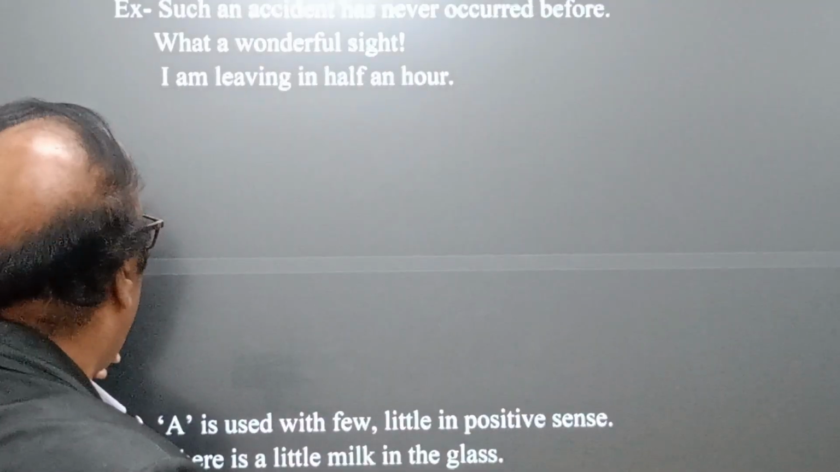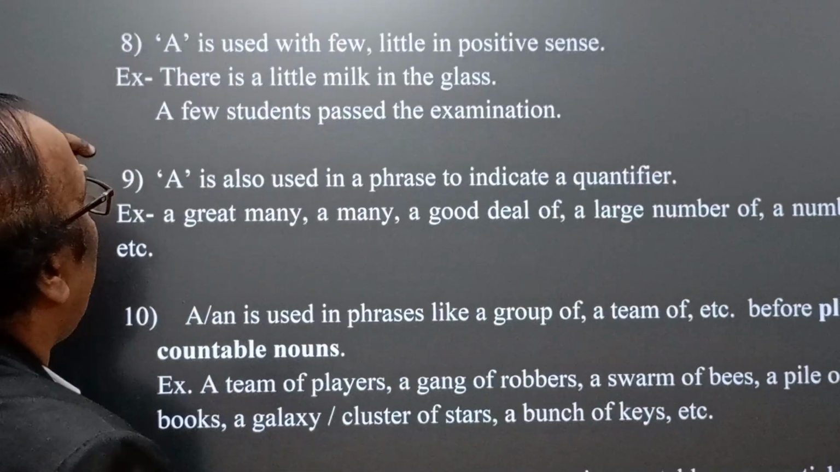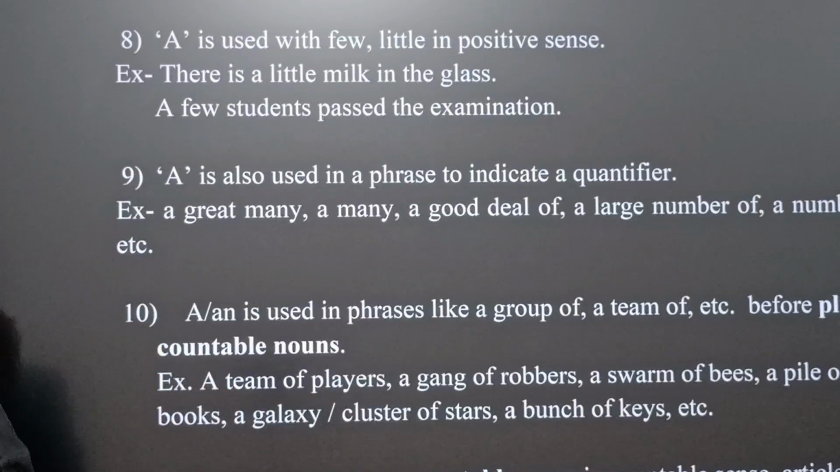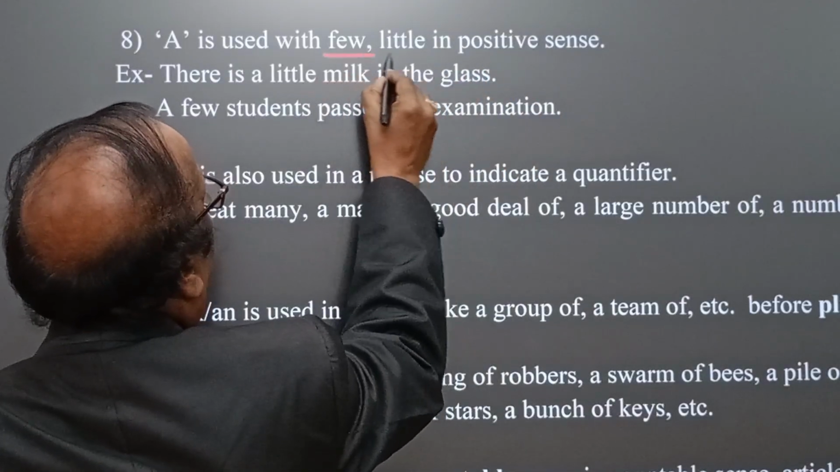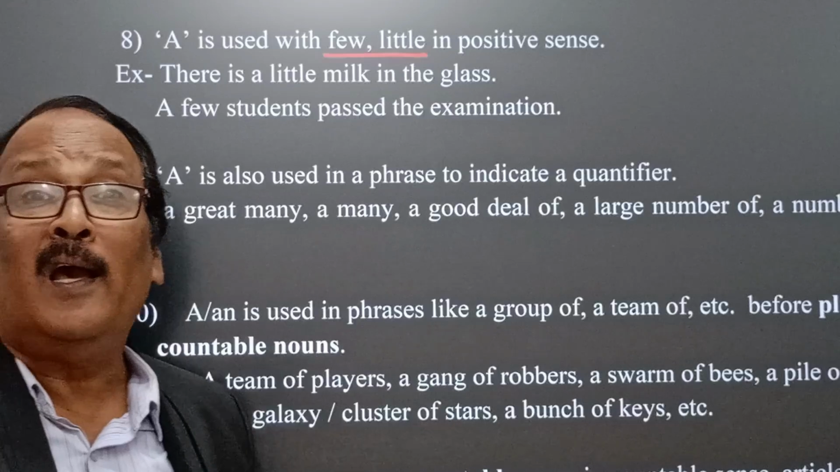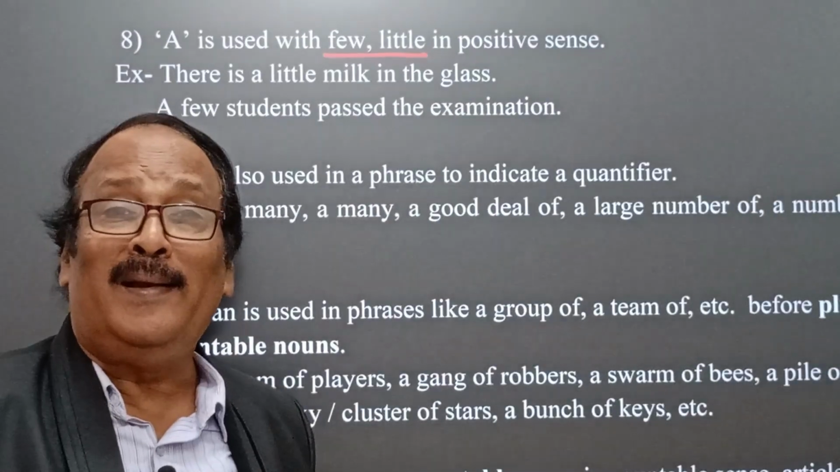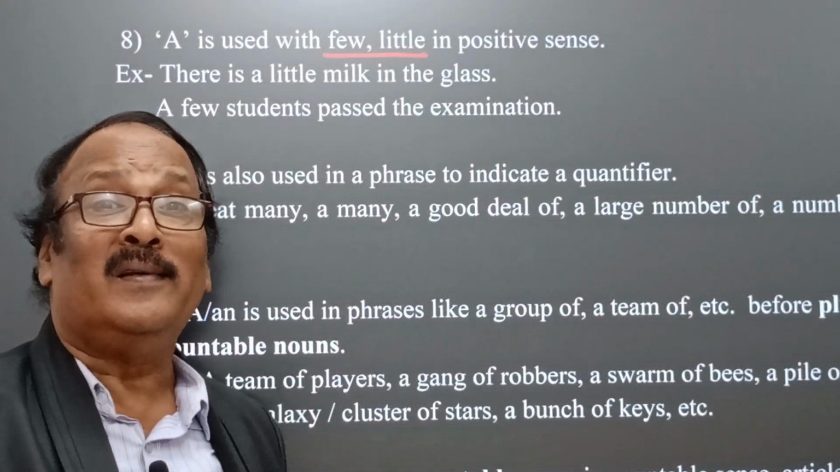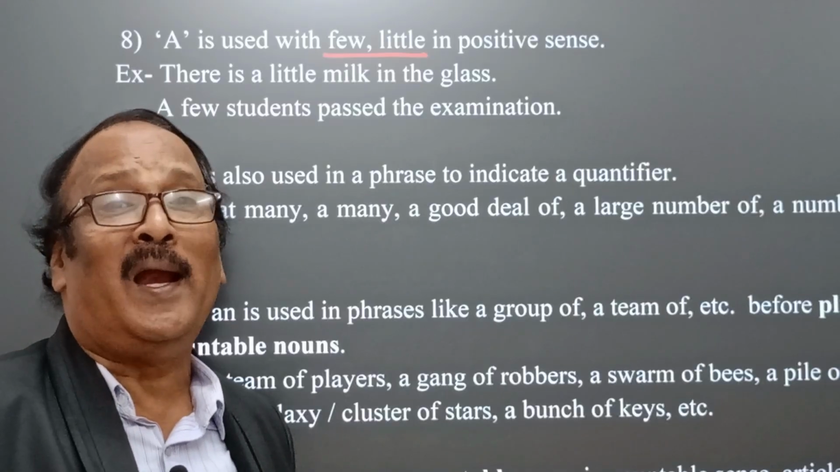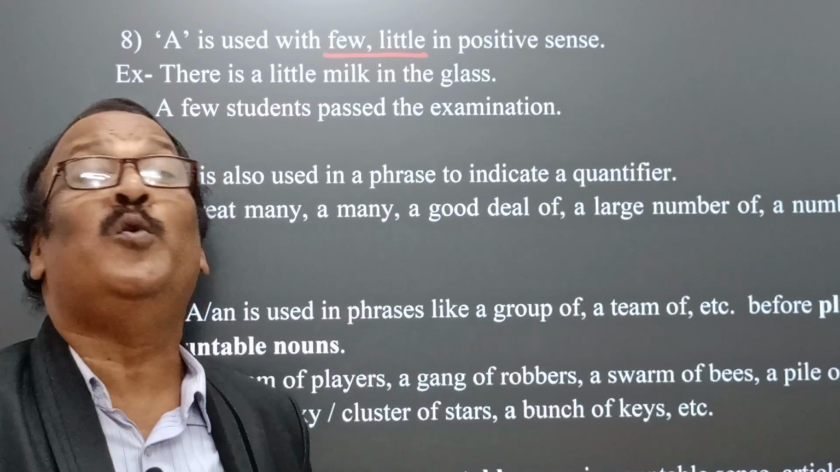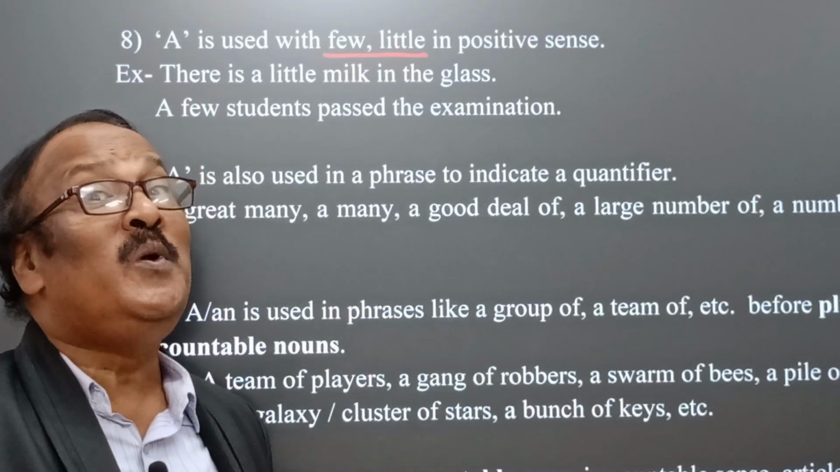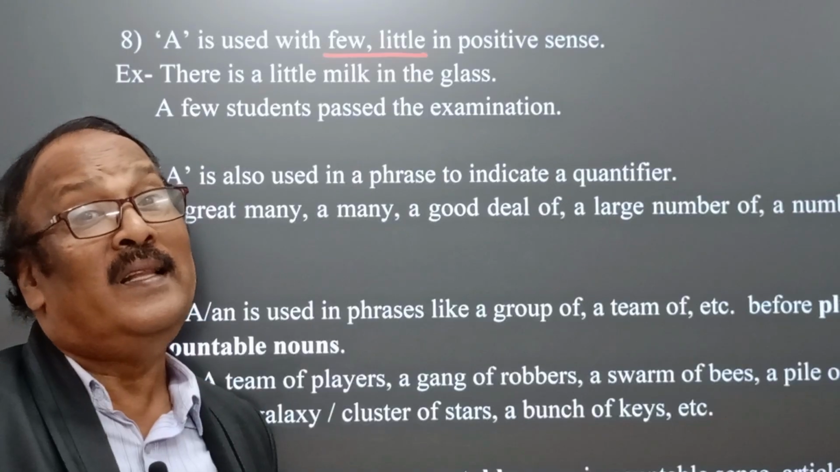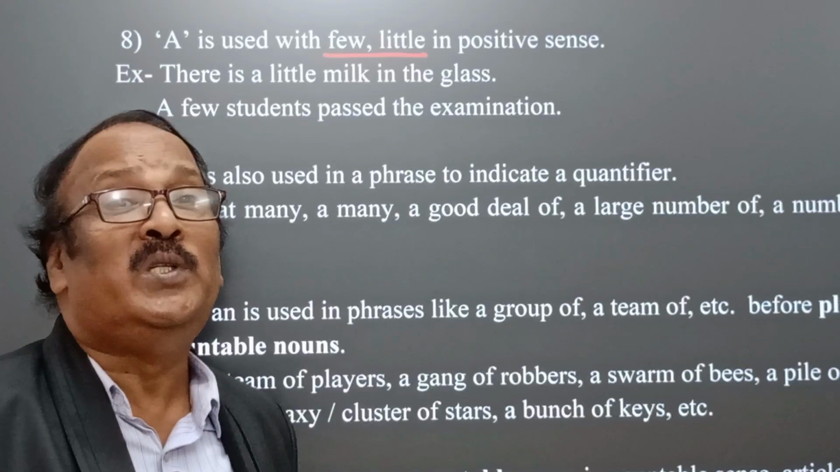Yes. Now comes the next idea we find in this connection, that is how "a" is used with few and little in positive sentences. Listen, here these are quantifiers. Few and little are quantifiers expressing negative ideas, to qualify or determine the head nouns. But whenever we use a few, a little, they express positive ideas.